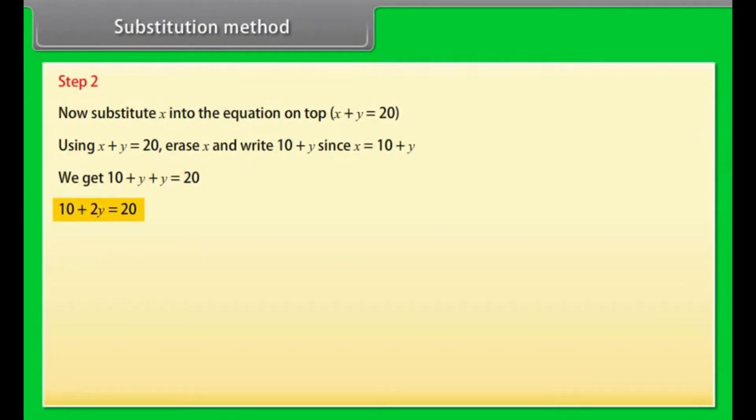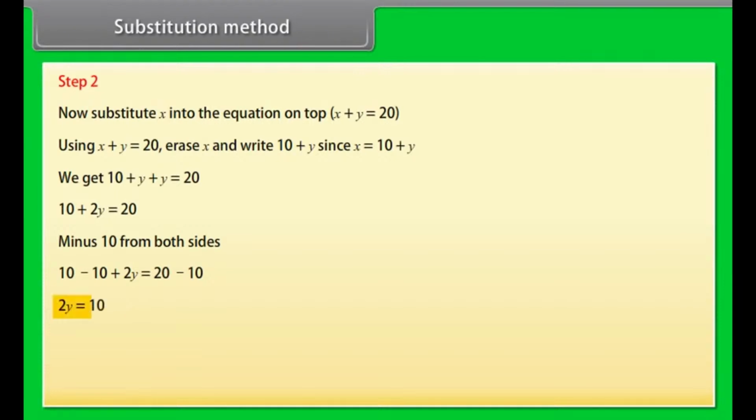10 plus 2y is equal to 20. Minus 10 from both sides. 10 minus 10 plus 2y is equal to 20 minus 10. 2y is equal to 10. Divide both sides by 2. y is equal to 5.